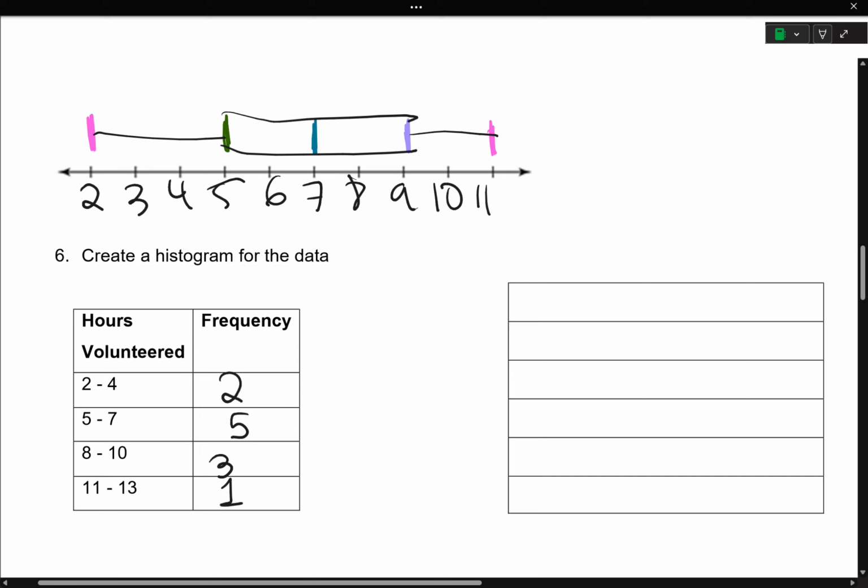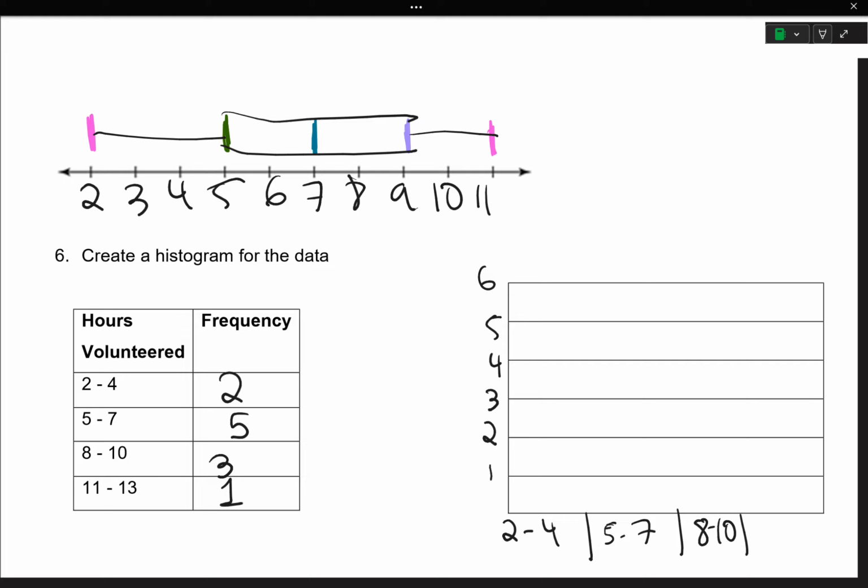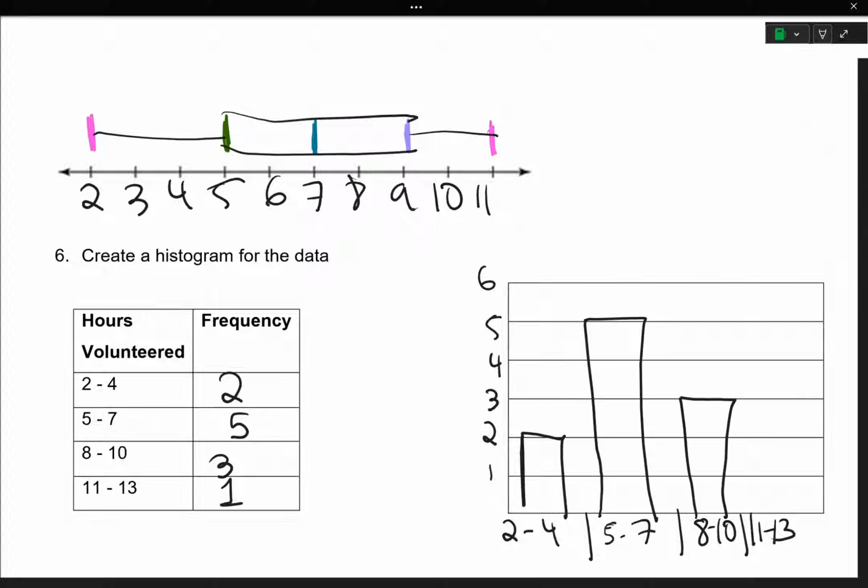Okay, I'm going to label the y-axis with the frequency, and the hours volunteered go on the bottom. 2 through 4, 5 through 7, 8 through 10, and 11 through 13. All right, 2 through 4 gets a bar up to 2, 5 through 7 up to 5, 8 to 10 up to 3, and 11 to 13 up to 1. Beautiful.